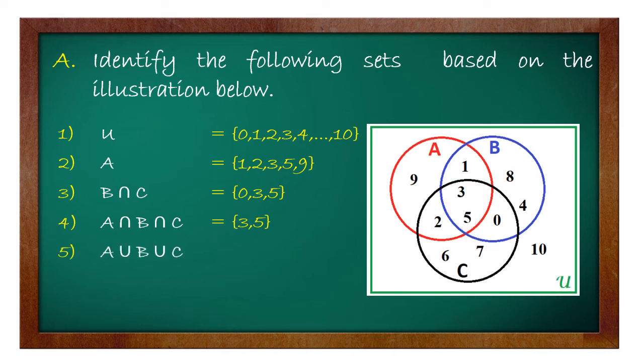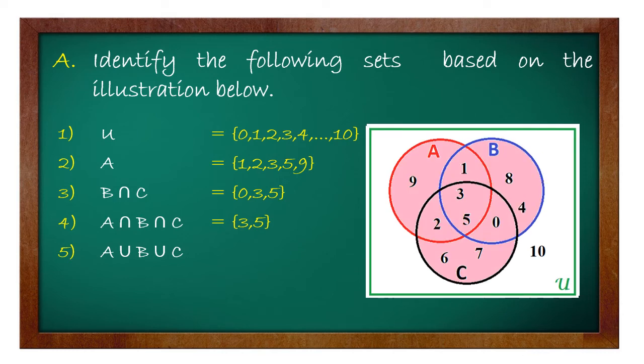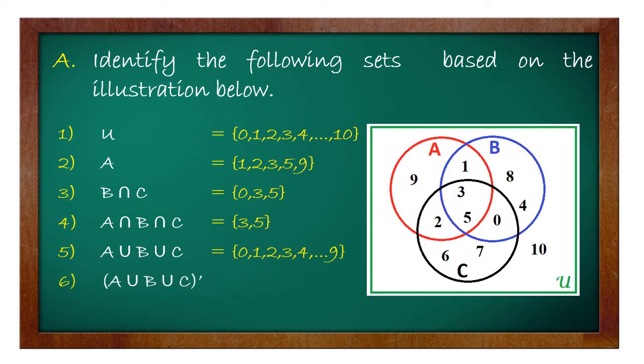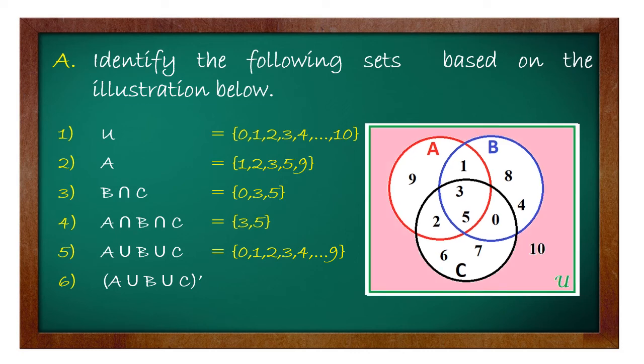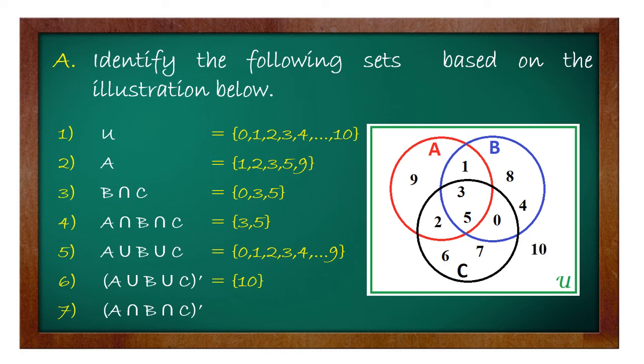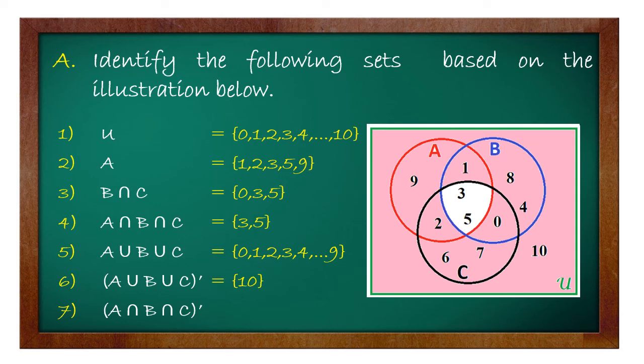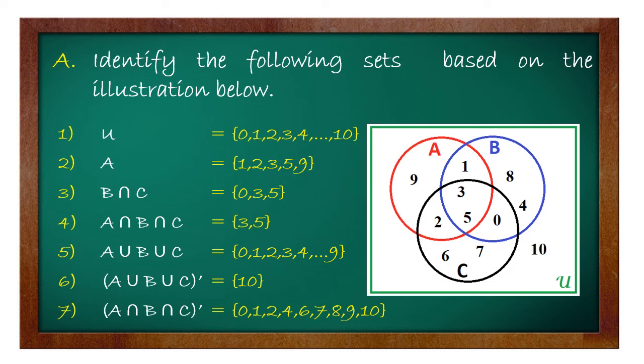The next is the union of set A, set B, and set C. Ibig sabihin, lahat ng elements na nasa loob ng circles. And then the next is the complement of the union of set A, set B, and set C. Ibig sabihin, yung nasa labas ng circles. And then the last one is the complement of the intersection of set A, set B, and set C, yung nasa labas ng intersection. We have 0, 1, 2, 4, 6, 7, 8, 9, and 10.